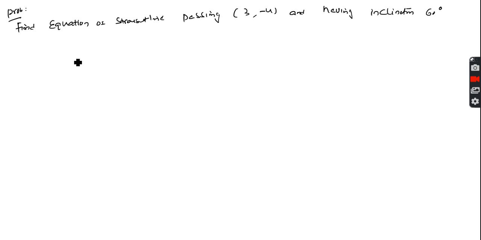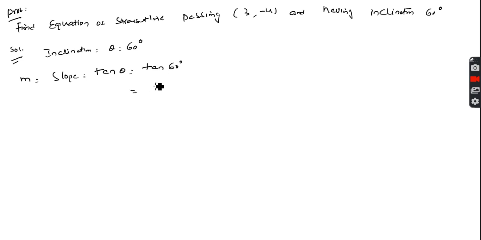60 degrees. So therefore what is the solution? The inclination is theta, equal to 60 degrees. The slope m equals tan theta, that is tan 60 degrees. What is the tan 60 value? Tan 60 is root 3. Therefore m equal to root 3.